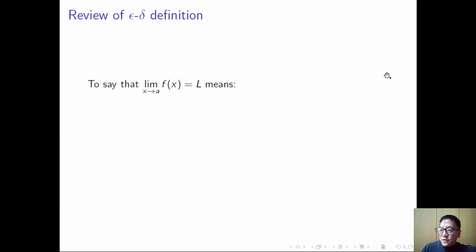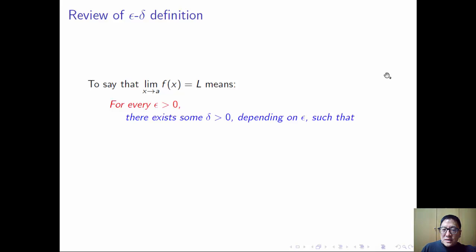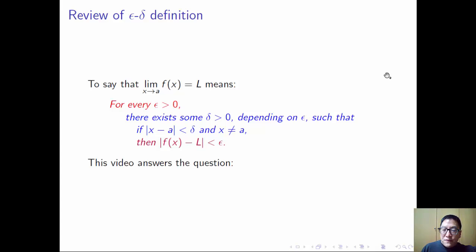Okay, so just to review what the definition says, to say that the limit of f of x as x approaches a is equal to L means that for every epsilon greater than 0, there exists some delta greater than 0, depending on epsilon, such that if the distance between x and a is less than delta, remember the absolute value of x minus a really means the distance between x and a, and x is not equal to a, then the distance between f of x and L is less than epsilon. So this video answers the question, what is the point of that?